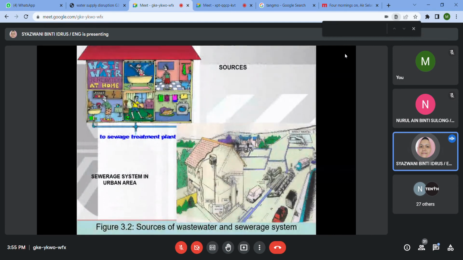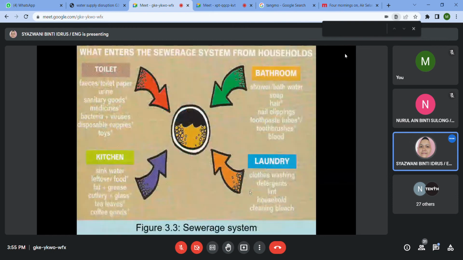These are the scenarios. The ones in purple are the sewers. Okay. So what actually enters the sewerage system? Wastewater from the toilet, from the bathroom, from the laundry, as well as the kitchen.